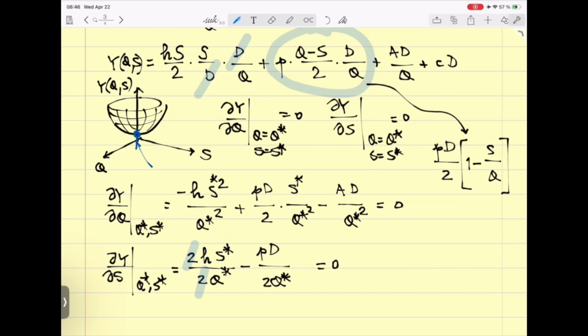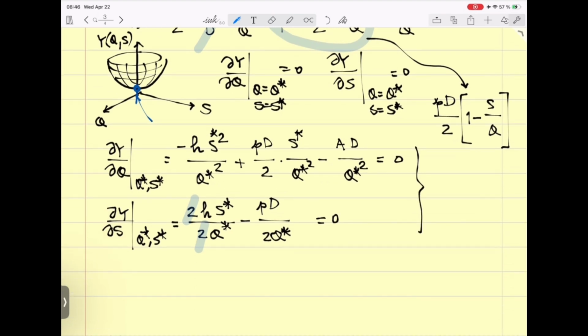So if we solve these two equations, what we get is that the S star of 2 equals the square root of 2AD divided by H times the square root of P plus H.